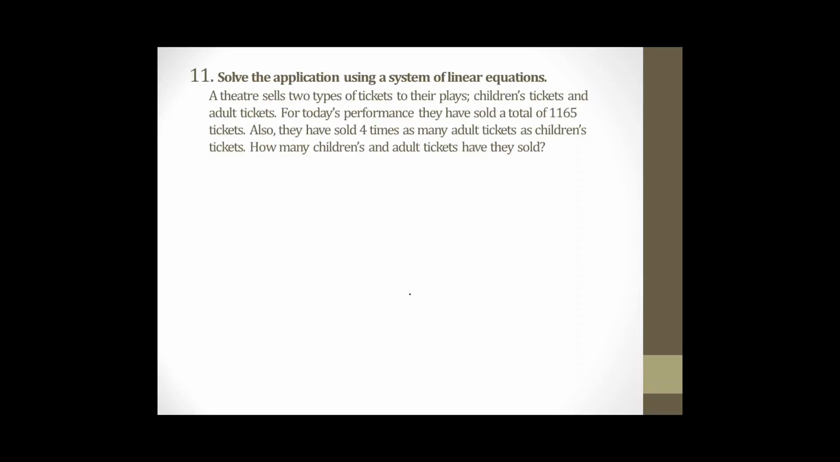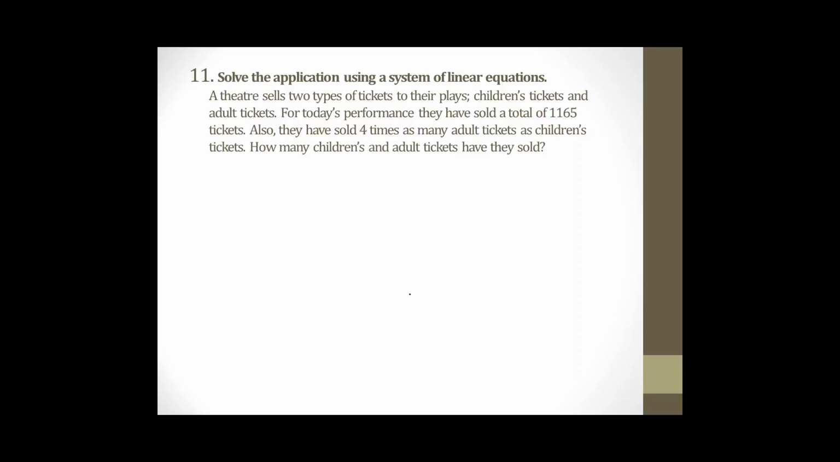So number 11, solve the application using a system of linear equations. Let's read it first. It says a theater sells two types of tickets to their plays, children's tickets and adult tickets. For today's performance, they have sold a total of 1,165 tickets. Also, they have sold 4 times as many adult tickets as children's tickets. So how many children's and how many adult tickets have they sold?